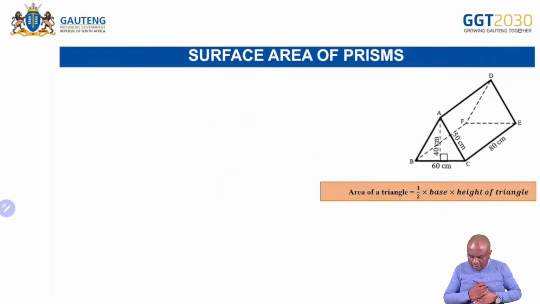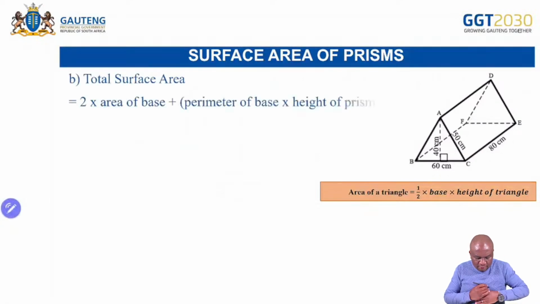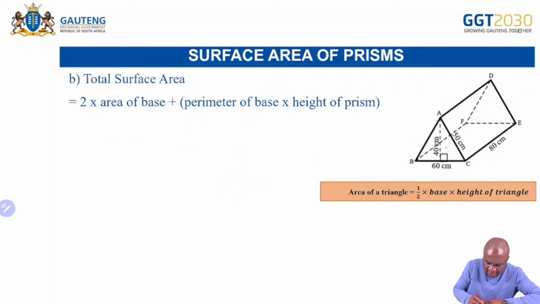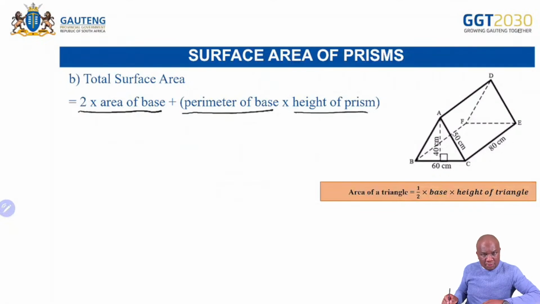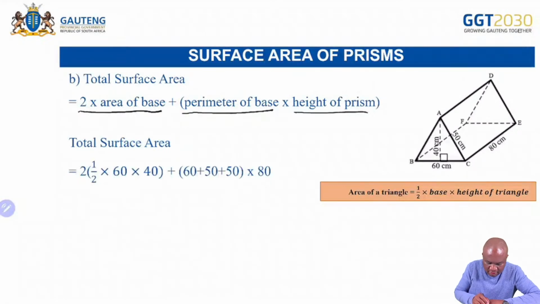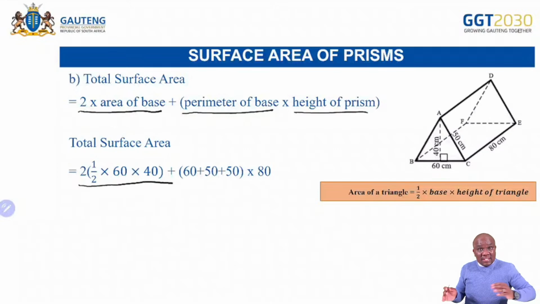What do we do then? We say area of the two triangles, which are the bases, and then perimeter of the base times height of the prism. Are we going to get the same answer? Let's see. So it's going to be 2 times half times 60 times 40, which is the area of the two bases, which are triangles in this case.